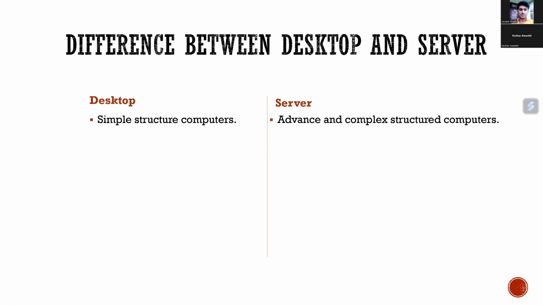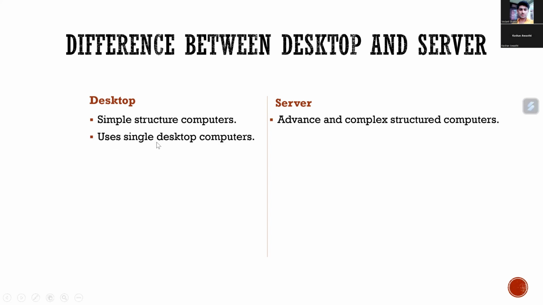Servers are advanced and complex structured computers, because servers are deployed globally over the world. A normal user does not know where his actual data is present over the globe. That data is present inside a server, and the location of that server is not known to the normal user. The server is that complex and advanced because it can handle the data of multiple users. So this is the server.